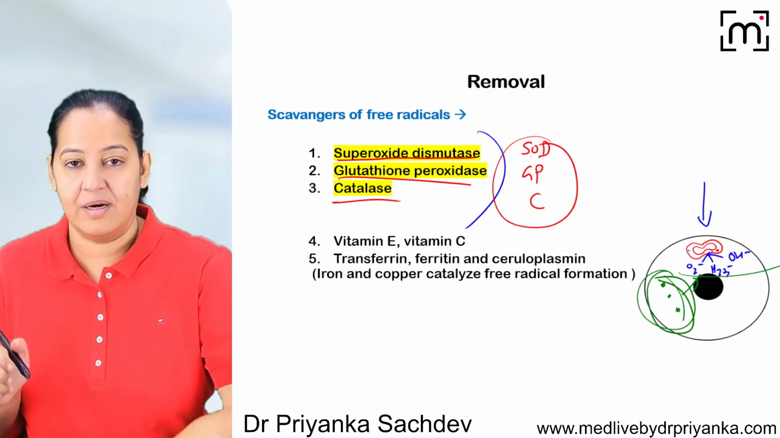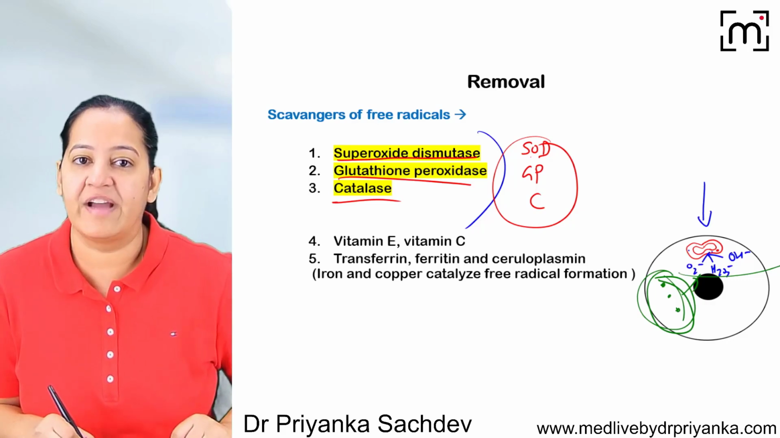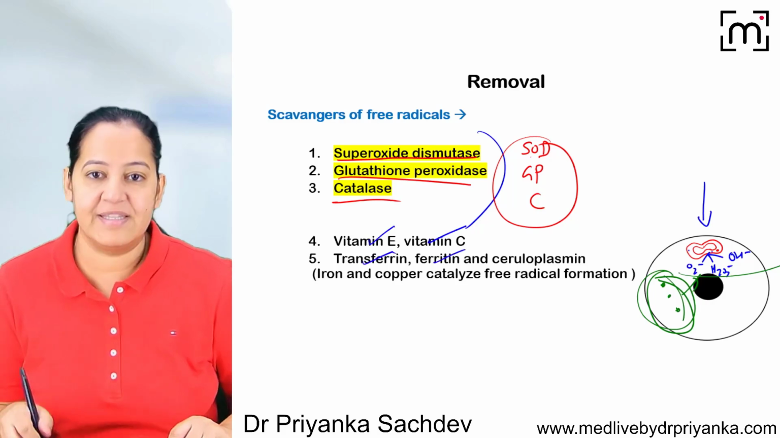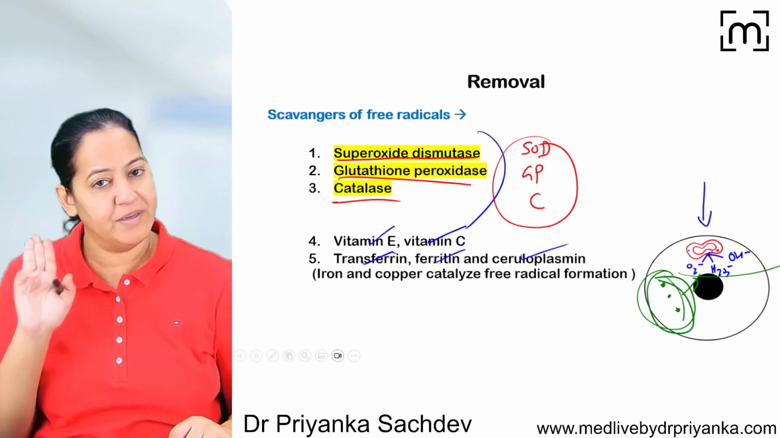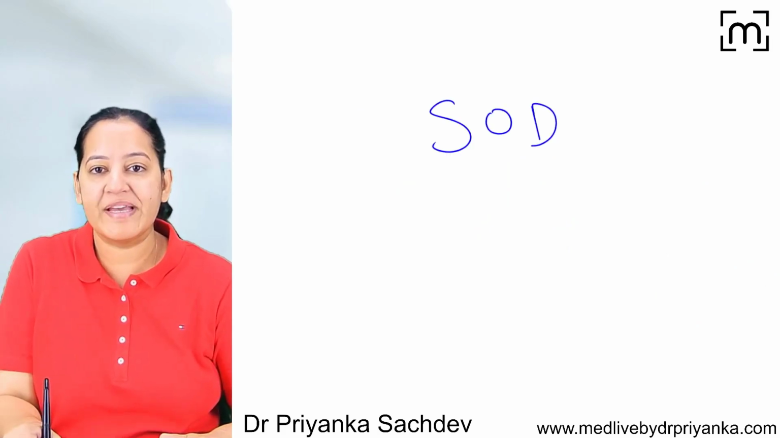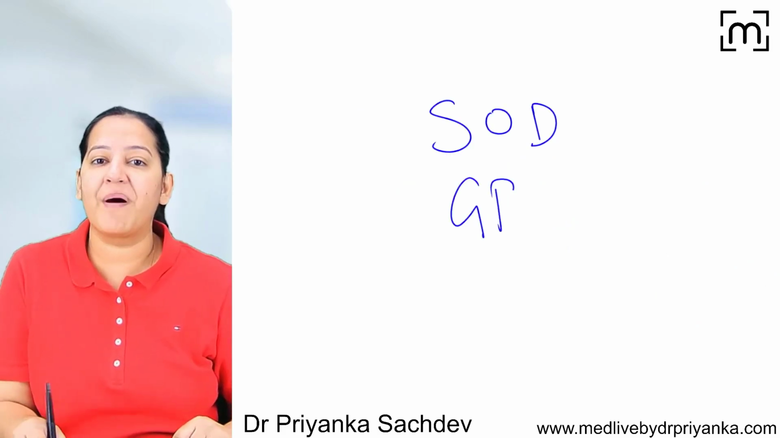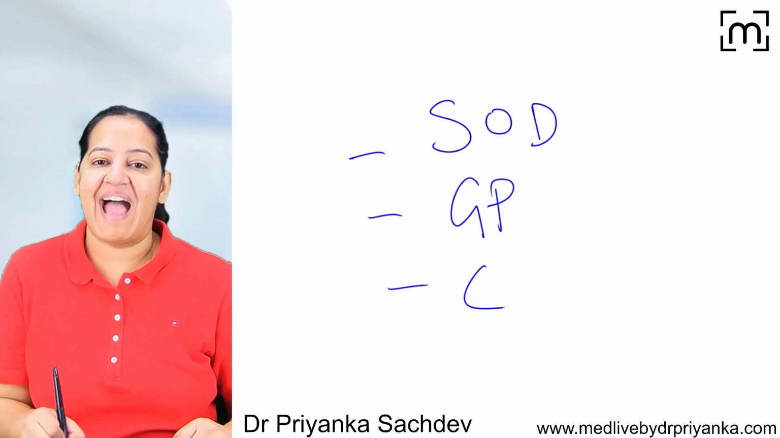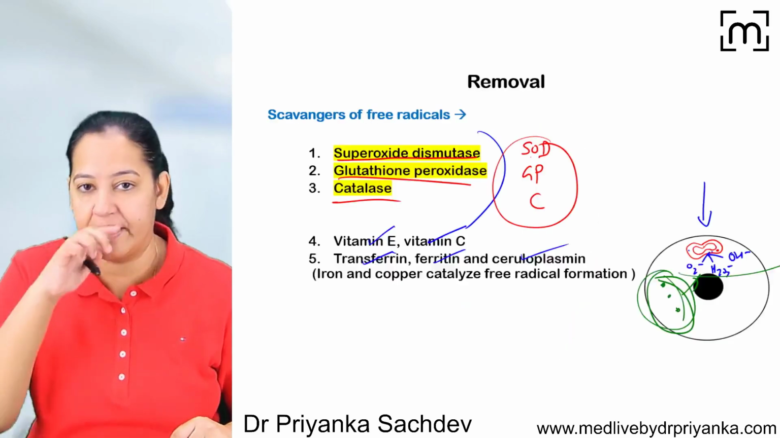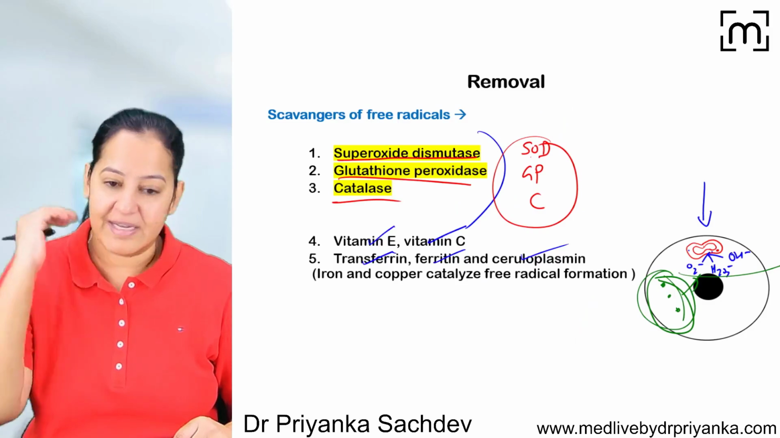Along with the three enzymes, certain vitamins like vitamin C, vitamin E, transferrin, ferritin, and ceruloplasmin also act as scavengers. But there are three main enzymes. What are they? Superoxide dismutase, the first one, glutathione peroxidase, the second one, and catalase, the third one. These are scavengers of free radicals. They destroy free radicals. So how do they destroy them? Tell me the mechanism of all three.